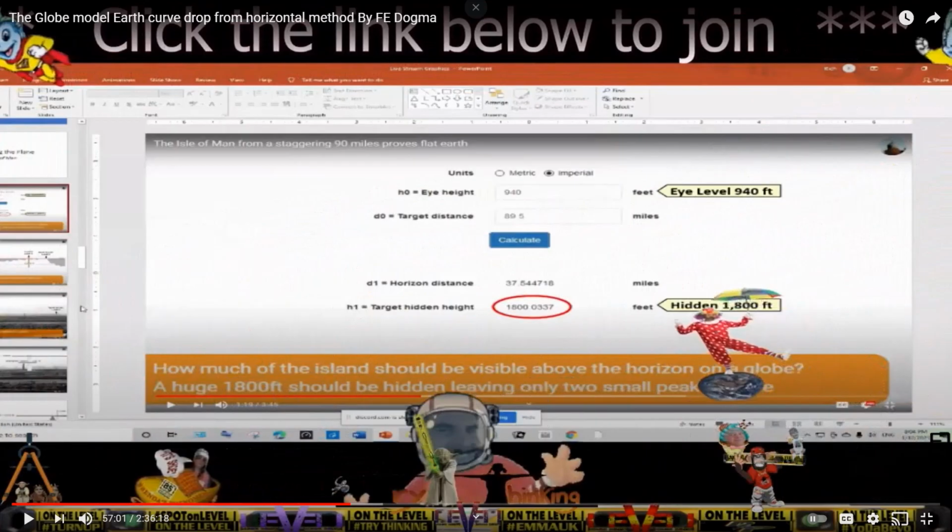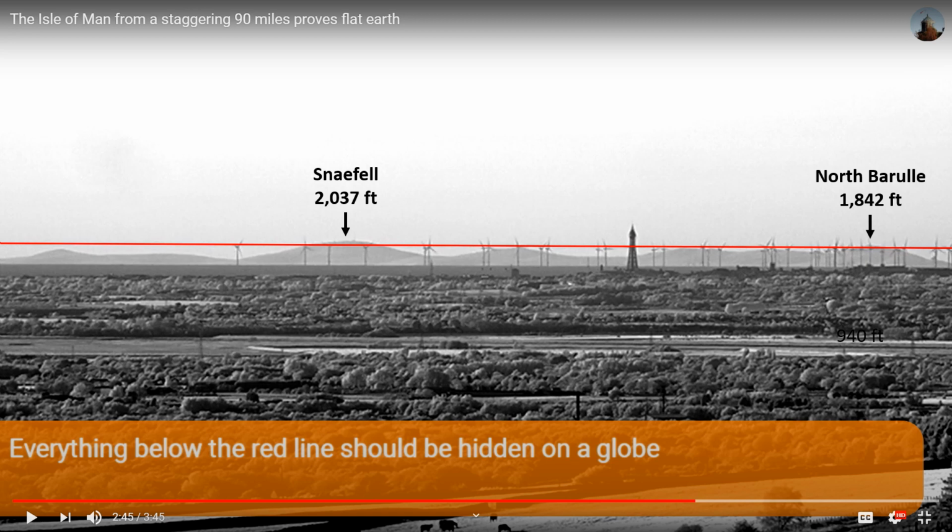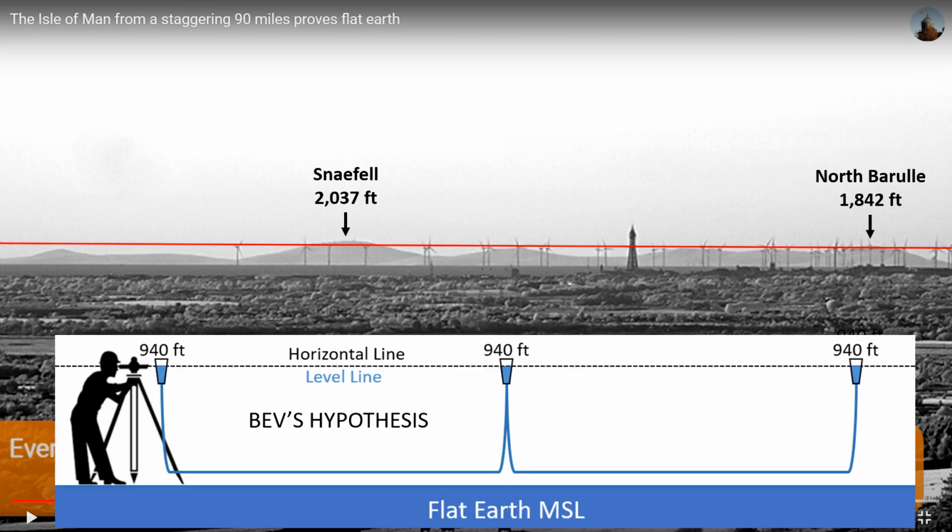I showed that this photograph was taken at an elevation of 940 feet, and I also gave them the elevations of both Snaefell and North Barule as a reference. So I'm going to ask, where is the 940-foot horizontal line in this photograph? And remember, Bev claims to be an expert in surveying, so this should be child's play for him.